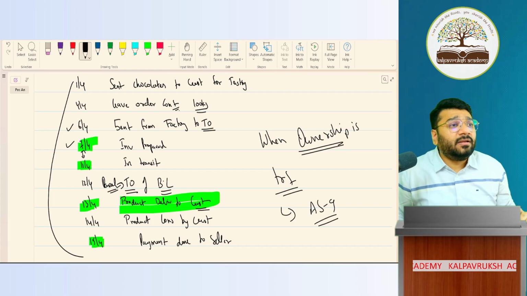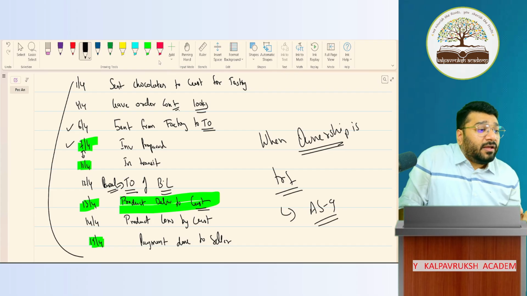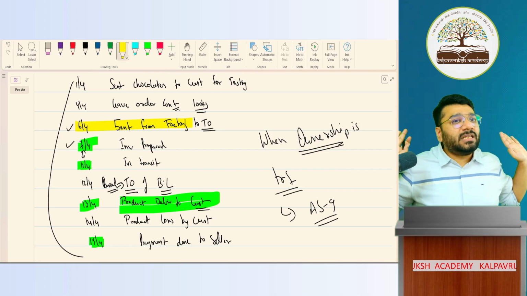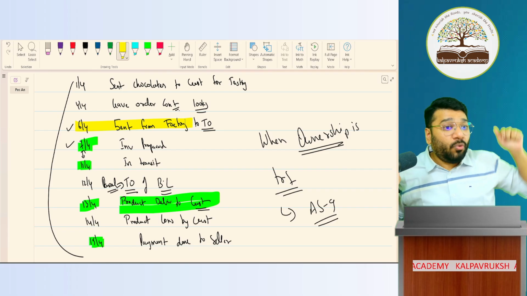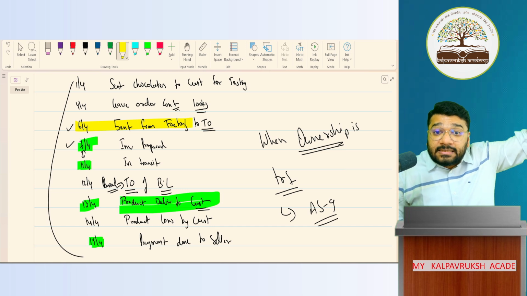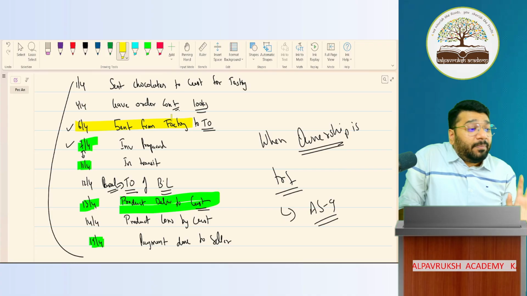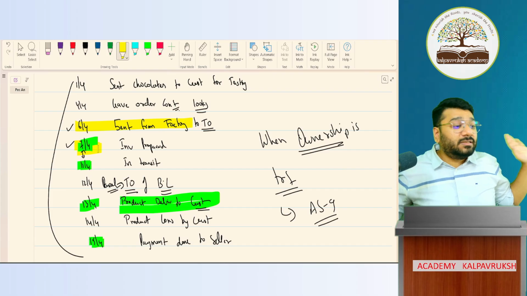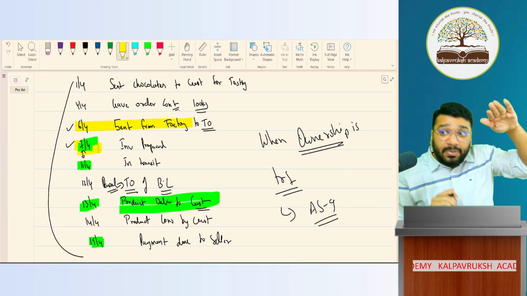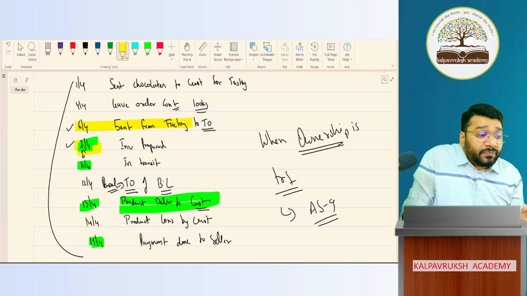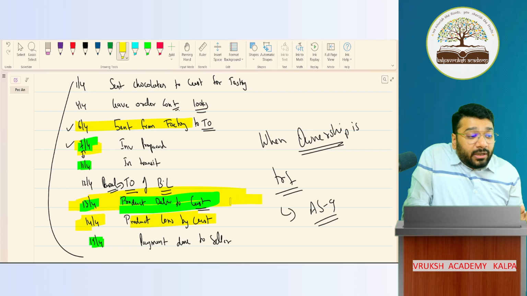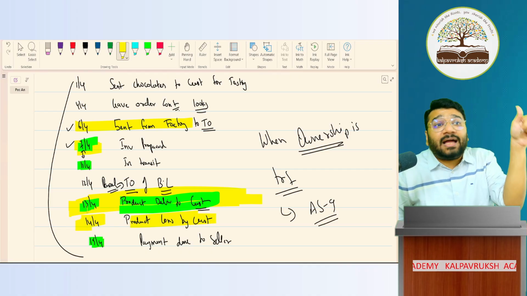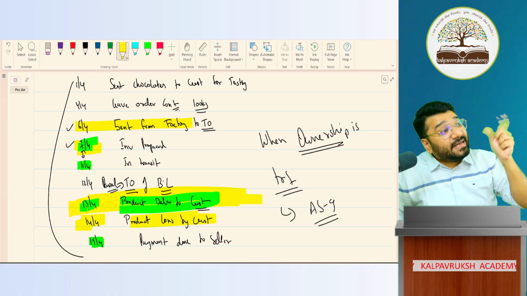Some clients will say, sir, in our business, ownership will transfer when the product goes out of the factory. The moment it leaves the factory, ownership is transferred. That is your accounting policy. Some people's accounting policy is different: the day we prepare the invoice, that day we believe ownership is transferred. Some people have the policy that the day the product is delivered to the customer, that day ownership is transferred. So ownership transfer can happen on any date, on any event.